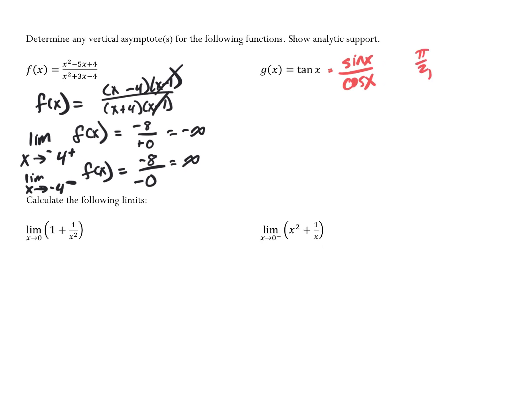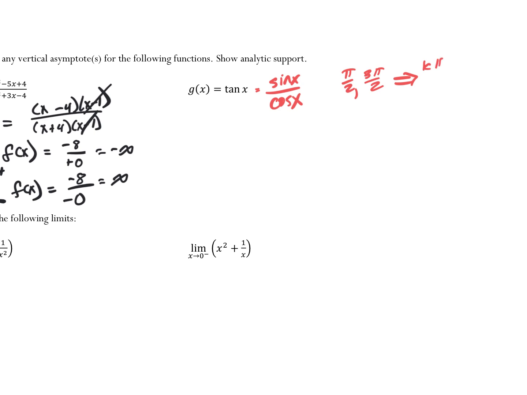Pi over 2, 3 pi over 2, negative pi over 2, negative 3 pi over 2. I'm going to call that k pi over 2. We're going to do this for one of them, and that'll be sufficient, okay? So we're going to say, well, what is the limit as x approaches pi over 2 from the left?